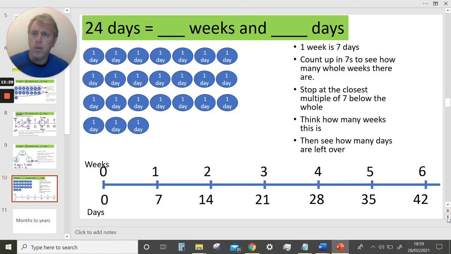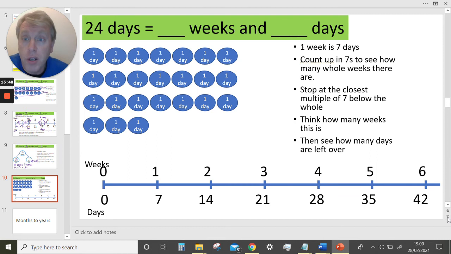Okay. So have a go. Which of those ways works best for you? 24 days is our problem. How many weeks is that? And how many days? You have a go.